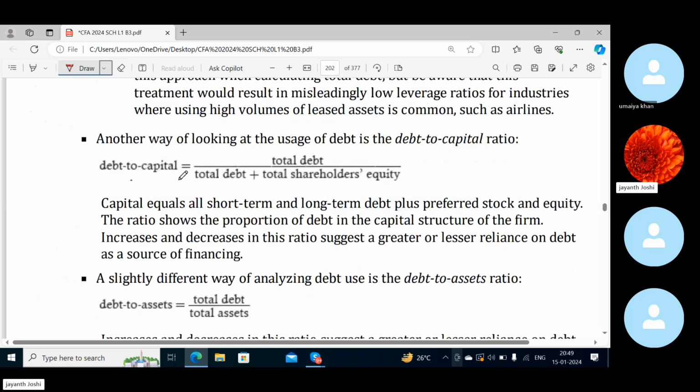Next is debt to capital. What do you mean by debt to capital? What is the proportion of debt in the total capital of the business? Let's say the total capital is 10 lakhs and debt is 5 lakhs. So 50% debt in the total capital, that shows 50% is equity. 1:1 is a balanced ratio. If debt is 60%, 70%, 80%, then definitely the business has a lot of risk and more reliance on debt.